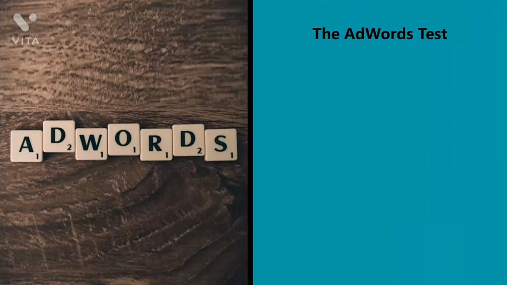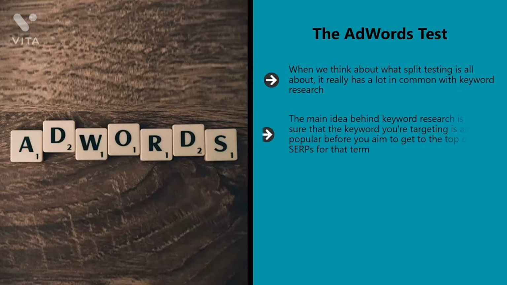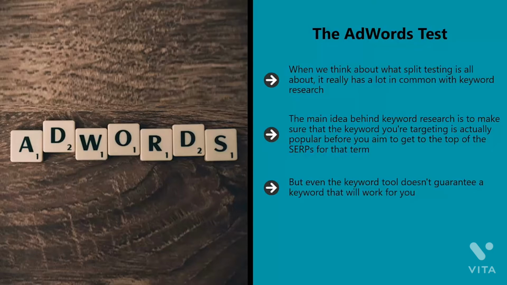The AdWords test. When we think about what split testing is all about, it really has a lot in common with keyword research. The main idea behind keyword research is to make sure that the keyword you're targeting is actually popular before you aim to get to the top of the SERPs for that term. That's the exact same thing we see with split testing. We're trying to make sure a strategy is successful before we use it. But even the keyword tool doesn't guarantee a keyword that will work for you.